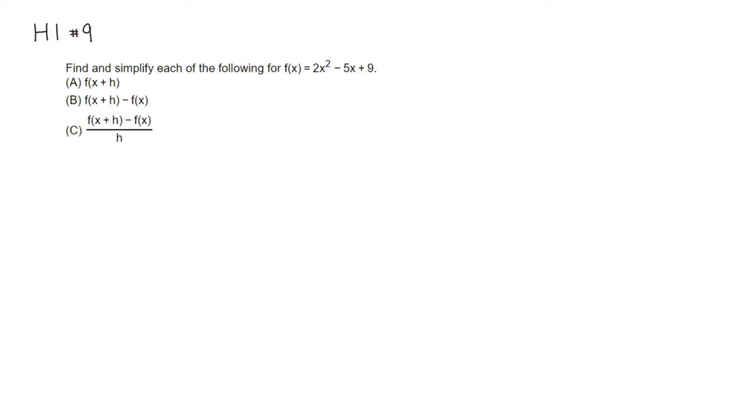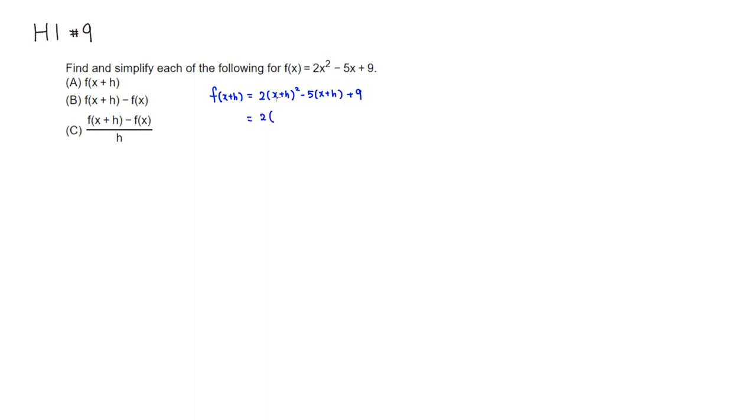Let's find part A, f of x plus h. All we have to do is every time we see x, we put x plus h in it. So you have 2 times x plus h squared minus 5, and I see x, so we put x plus h instead, and then plus 9.